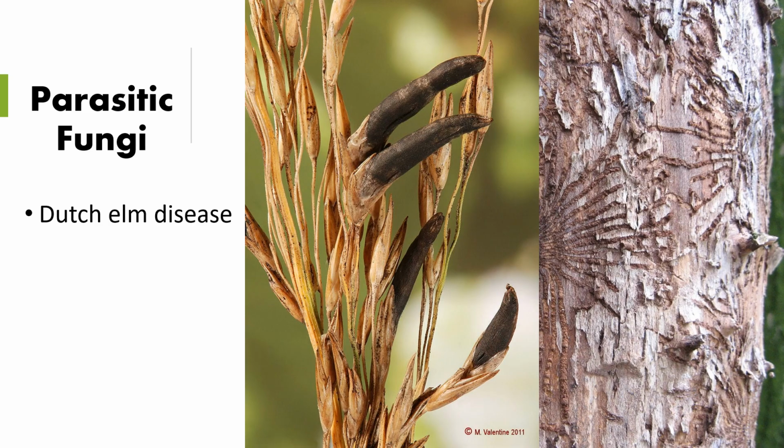Now here are two examples of parasitic fungi that infect plants. We have Dutch elm disease. It creates a very beautiful pattern on the tree, but it is deadly. And our second is deadly ergot, which infests grains like wheat.